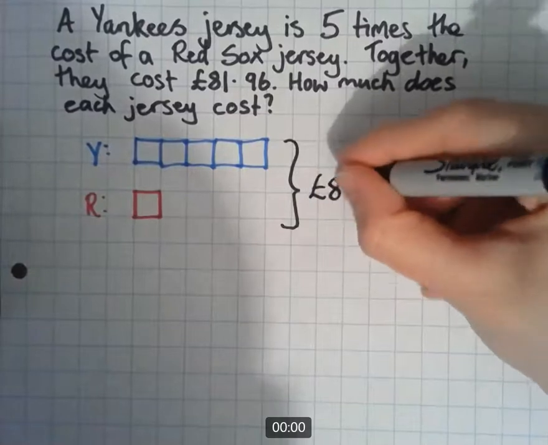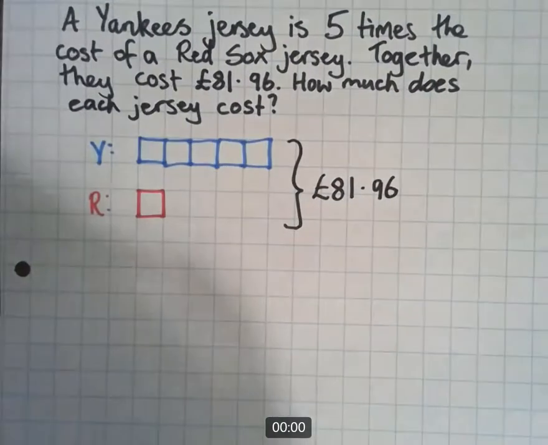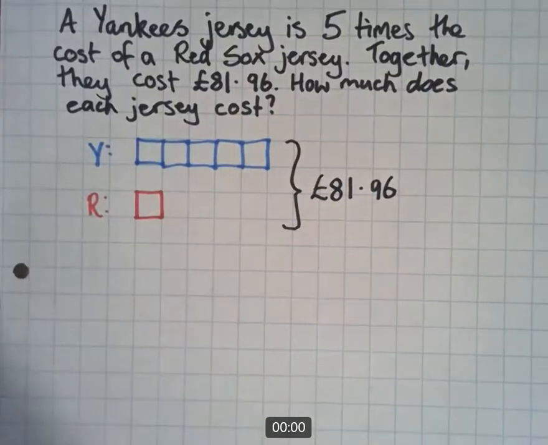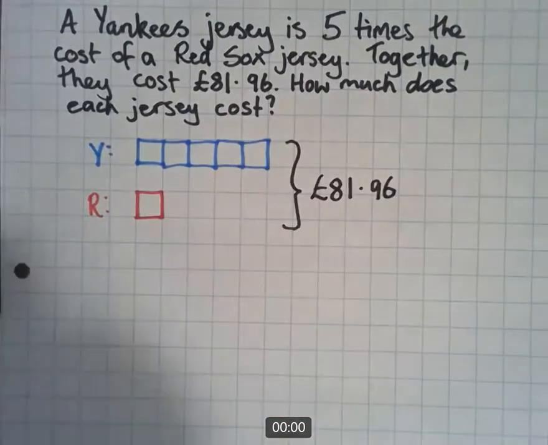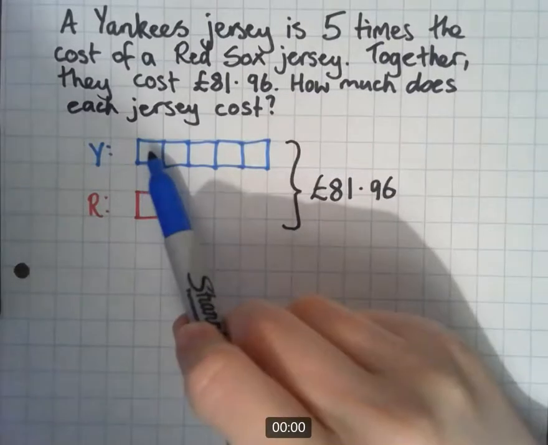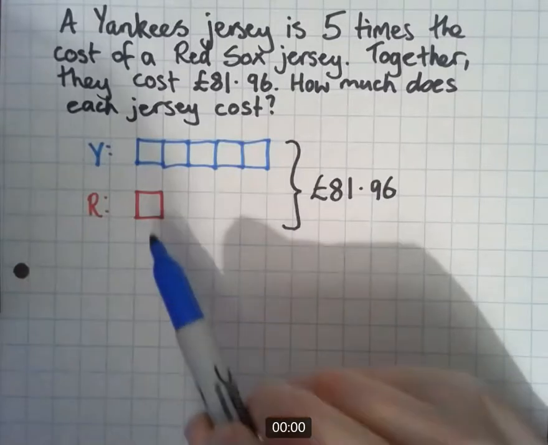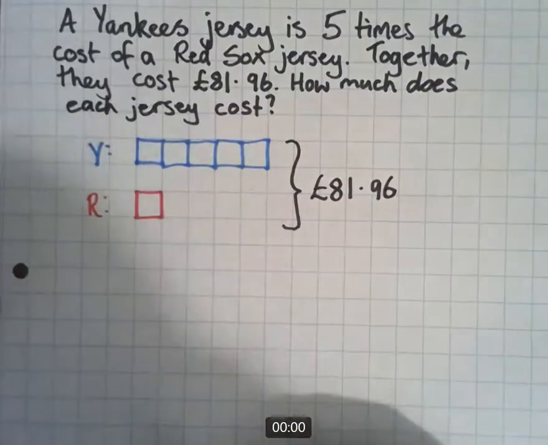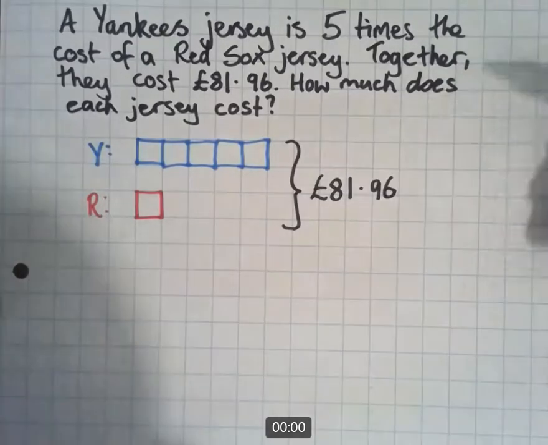So that means if we take all of the things we can see in our comparison bar model here, they're going to make £81.96. So when we've drawn it out like that, we can start using this diagram to find out that missing value, the little box that we've put there to represent the cost of the Red Sox jersey. Because actually what this diagram is showing us, if we have a look, is we have 1, 2, 3, 4, 5, 6 of these blocks, these unknown numbers that we don't know what they are yet. But we know that 6 of them altogether is £81.96.